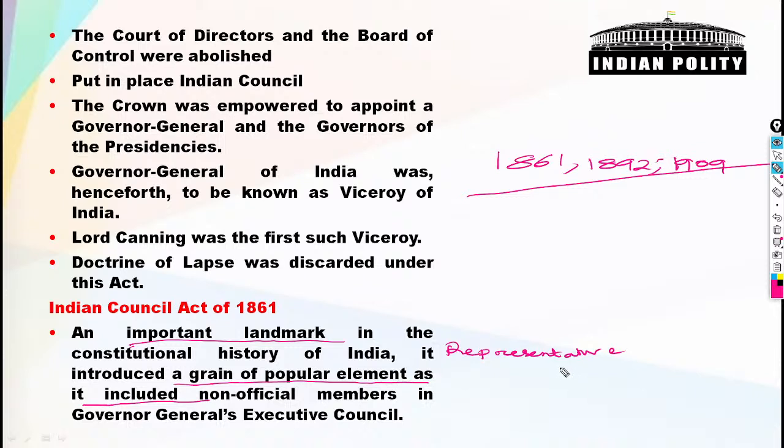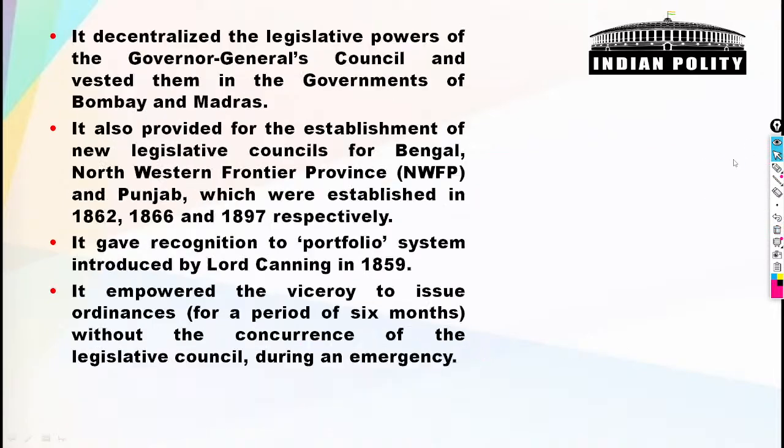It began representation by associating Indians with lawmaking powers, that means it added some non-official members to the Governor General's Executive Council. Formerly, there were no Indians. So it laid the foundation for a representative government in India.